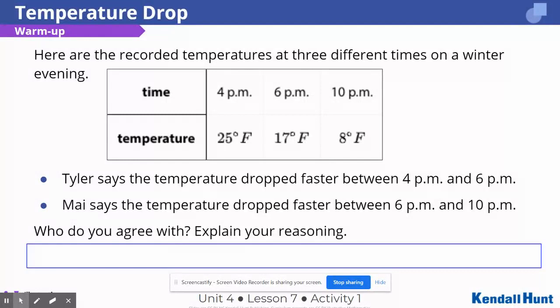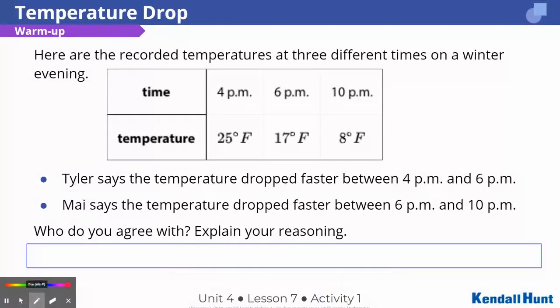Okay, so you could have said that you agree with Tyler because the temperature dropped faster between 4 and 6 p.m. If you look at the temperature between 4 and 6, it's changing 2 hours, and it changed 8 degrees. Okay, so it was 8 degrees in 2 hours.